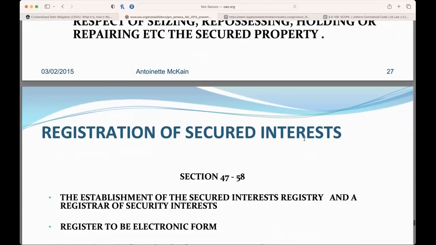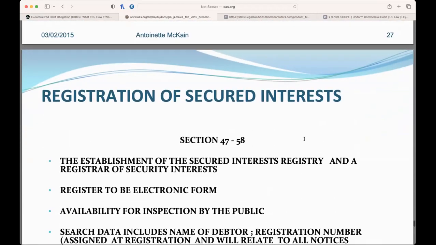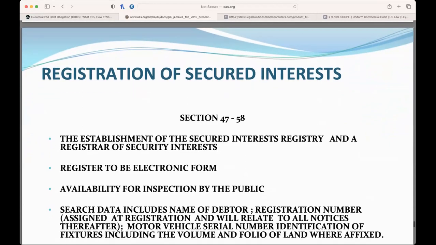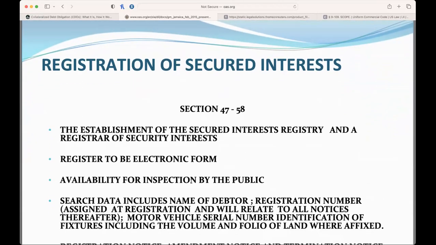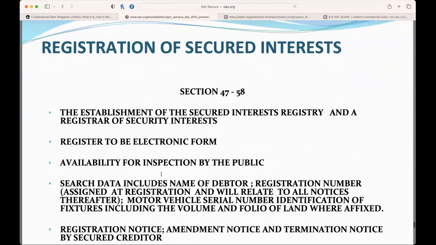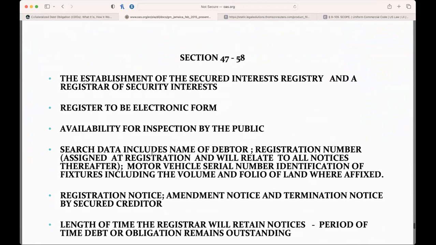Registration of secured interest. The establishment of a secured interest registry and a registrar of security interest. Registered to be in electronic form, available for inspection by the public. Search data includes name of debtor, registration number assigned at registration, and will relate to all notices thereafter. Motor vehicle serial number, identification of fixtures, including the volume and folio of land where affixed.